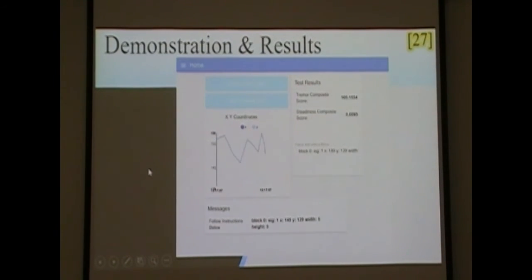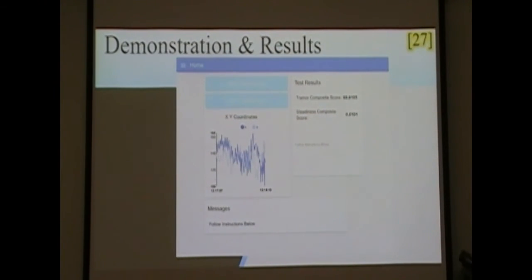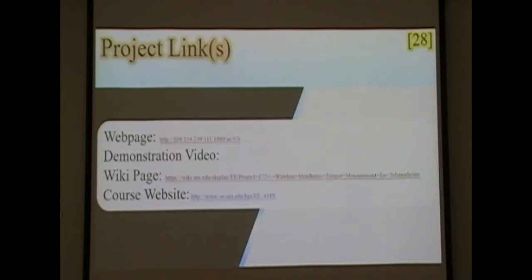simulation of a severe tremor. While the test was running, this was happening on the web page. You can see the XY coordinates oscillating back and forth because we're trying to simulate the tremor. At the end of the 15 seconds, you can see your results. It was a pretty severe tremor, and of course your steadiness, the inverse, will be very low. And this is what our dashboard web page looks like.